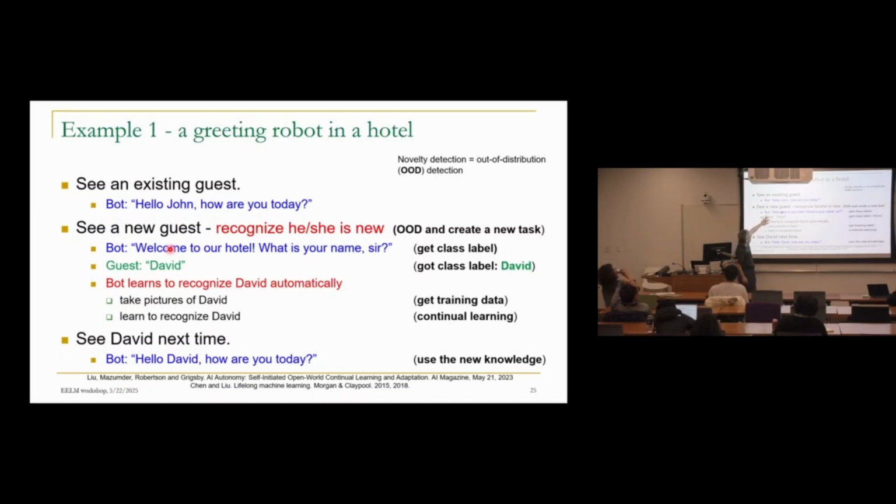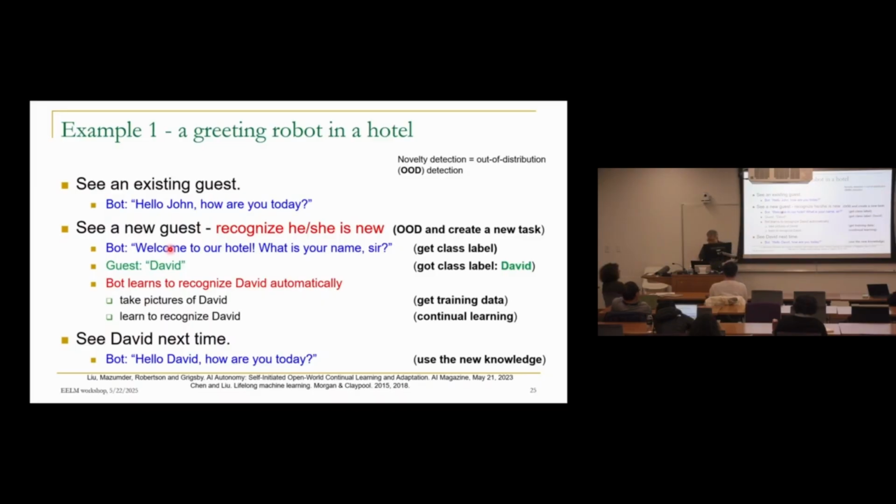So let's say I come back to this one, and the guest says, oh, my name is David. Okay, David. Then let's basically get a class label. And then learning to recognize David is pretty simple. You take some pictures of this guy, and that's it. Then incrementally learn to recognize this person, which is also very simple. For the face recognition, now it's pretty much done. So next time when you see David again, you say, hello David, how are you today? And you can see in this process, there's no engineer involved. The bot goes off and does everything itself.